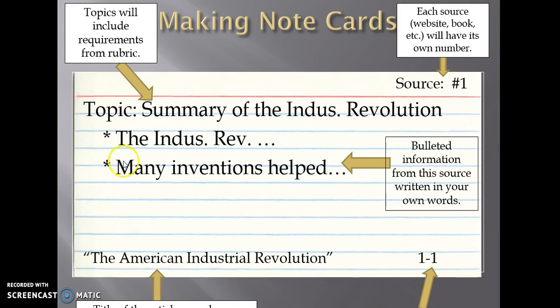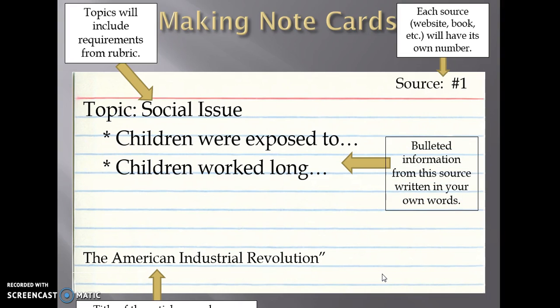I'm going to have my bullet points. You might have 2 bullet points. You might have 3. Maybe you have a lot of information and there's only 1 bullet point on this card. That doesn't matter. What matters most is that it's written in your own words. And again, at the very bottom, I'm going to put the title of the article or the chapter or the news link or whatever it might be in which I found this specific information about the summary of the Industrial Revolution. And here in the bottom corner, where it has the 1-1, you can just ignore that for right now.